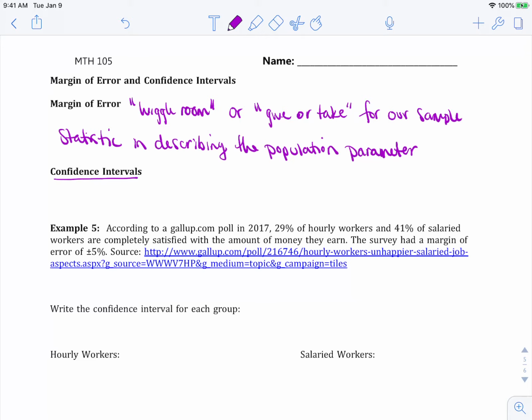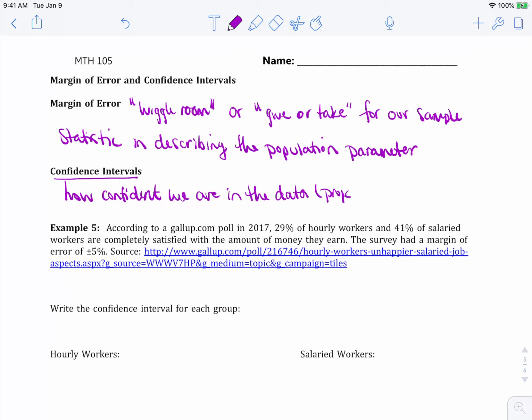So that's like how confident we are that this data is really representing our population parameter. So this is how confident we are in the data, or maybe I want to say proportion, percentage, how confident we are in the data representing the population parameter. So let me give you an example.